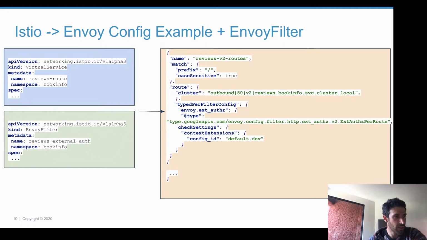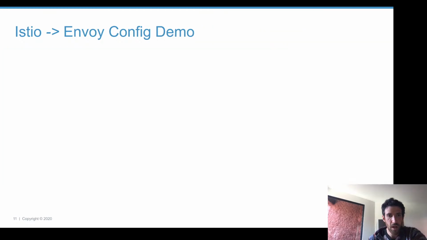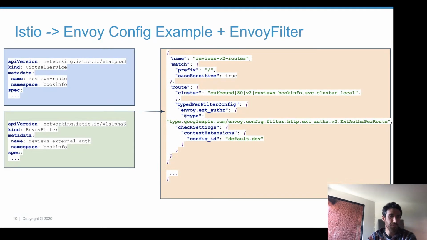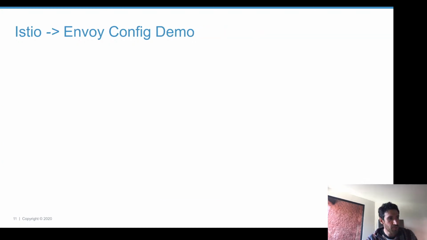Okay, I am not seeing any questions, so I am going to jump into a demo of how we use this Envoy filter CRD to establish multi-cluster networking.